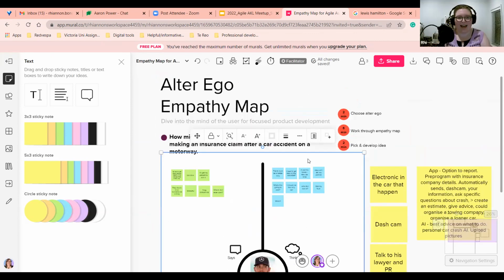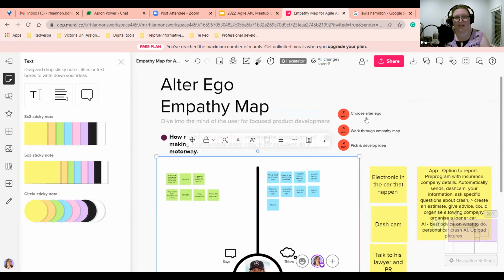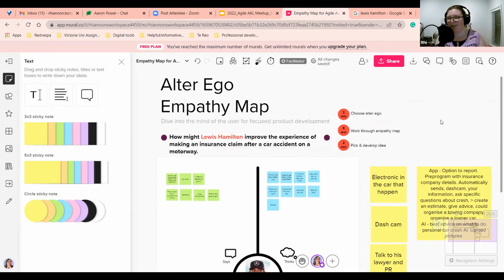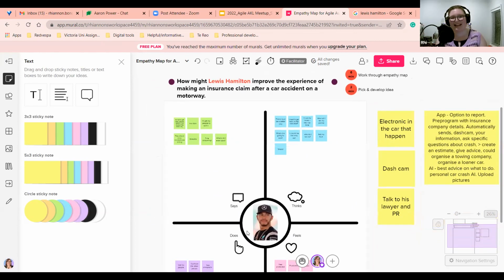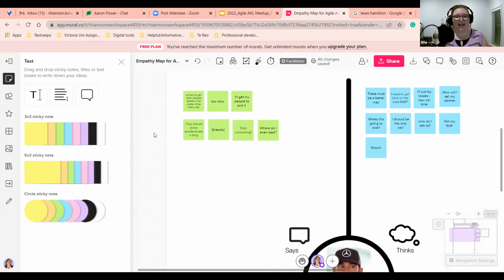Okay, so we tackled the same problem as you. We decided to use Lewis Hamilton. He is the world's number one race car driver, so he knows a lot about cars and racing, and is kind of an expert in the field. We put him in the center of our empathy map, and we thought about things that he might say.